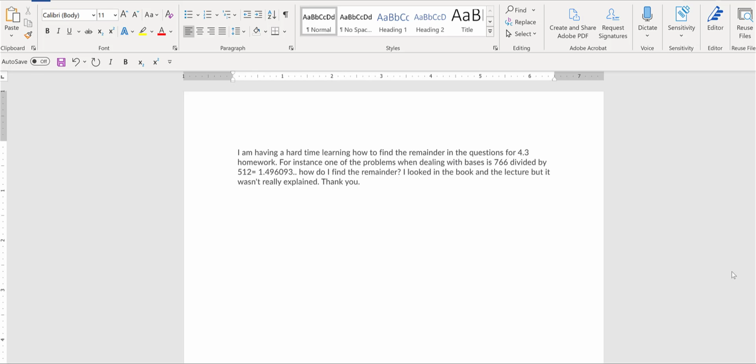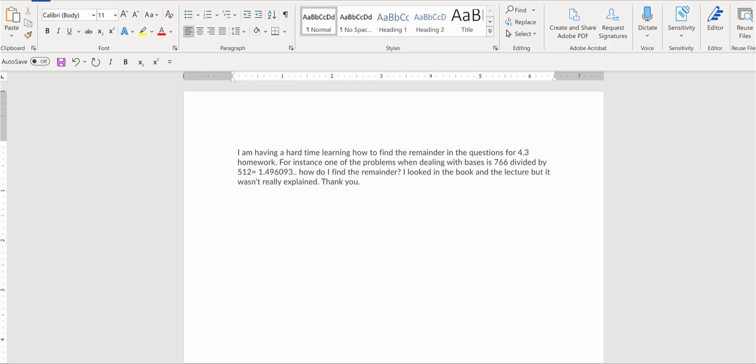I had a question from a student in this class on how to find the remainders that you need in sections 4.2, 4.3, and you're also going to need them in section 9.3. So here was the question that the student sent me. They're trying to divide the number 766 by 512.